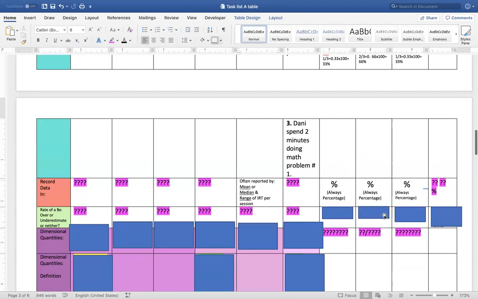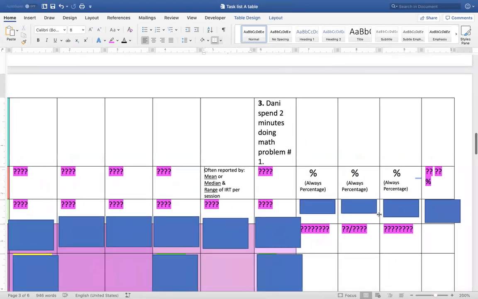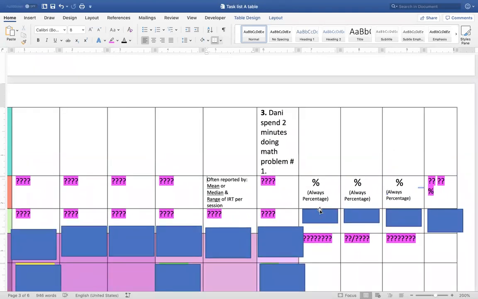And the options are the same that we were talking about, the time sampling ones. So let's go with the first one. Let me know if I'm losing you guys. No, I'm still here. Okay, the first one that I'm going to ask you about is whole interval recording.